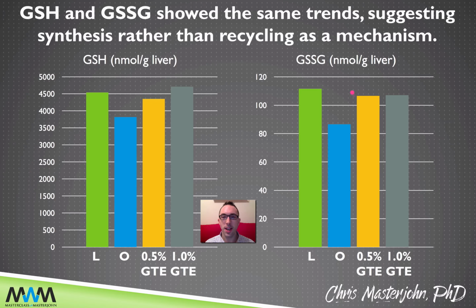If green tea was helping to recycle glutathione, then it should help convert GSSG to GSH, and there should be less GSSG and more GSH. If it were sparing glutathione from oxidation, it should prevent GSH from becoming GSSG, and again, there should be more GSH and less GSSG with green tea. Instead, what we see is that GSH and GSSG follow the same pattern.